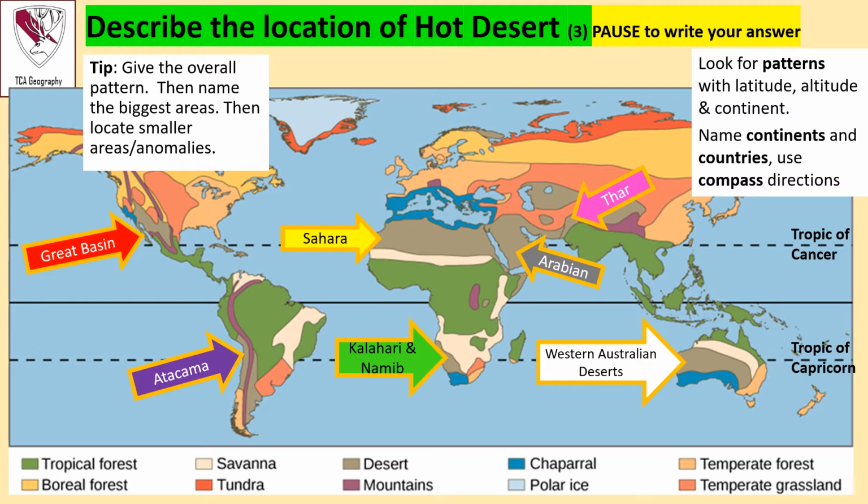Now, a really big clue is at the side, the dotted lines are named the Tropic of Cancer and the Tropic of Capricorn. So look for patterns and then you name some continents and countries, use compass directions. You will want to pause to write your answer before checking on the next slide.